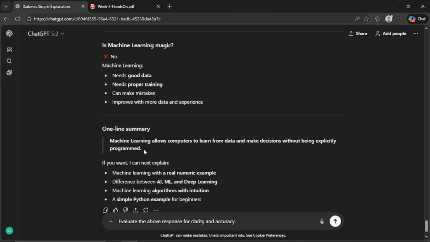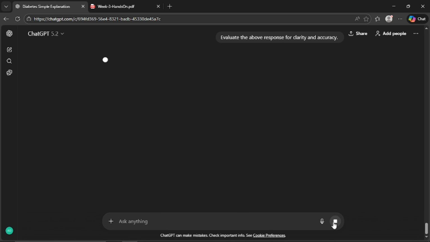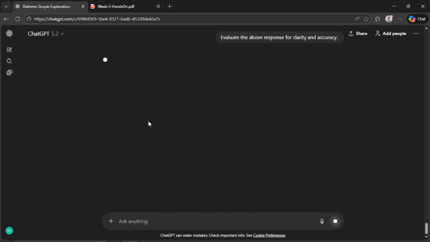So it is giving all the details. Now I'm going to tell ChatGPT to evaluate the above response for clarity and accuracy. Then I will ask it to score the response also.